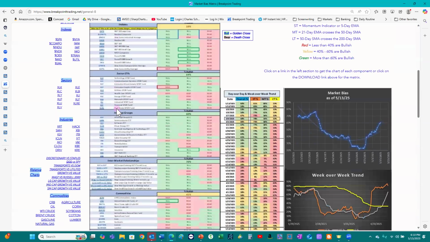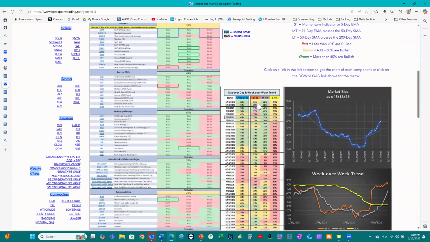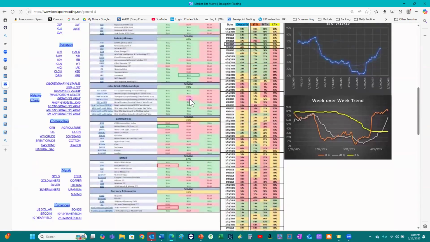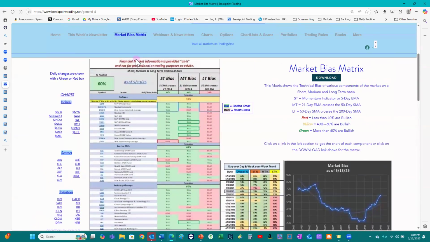And so that's the market bias. You can see right here the short term turned yellow today because of those bearish signals in the short term column. But most of the bullish signals are in the medium term. So those are all starting to move higher.